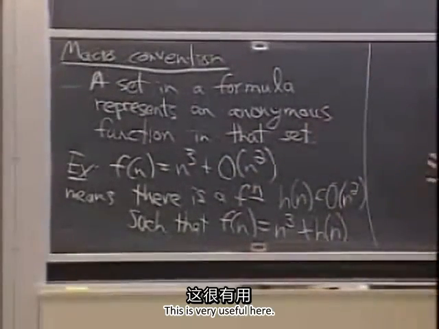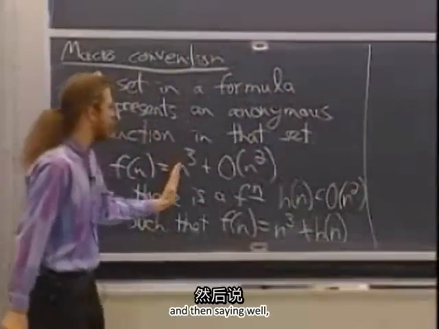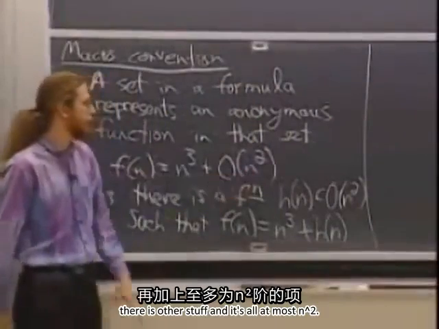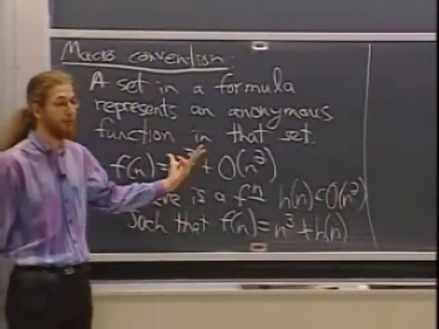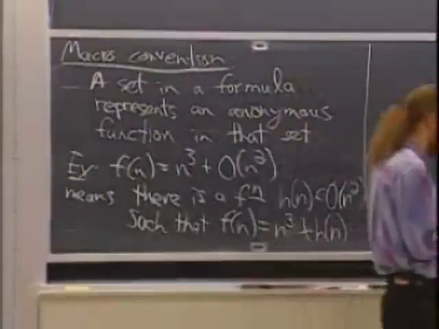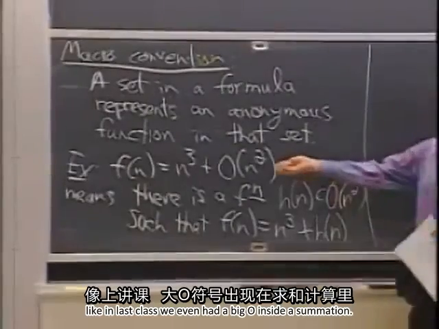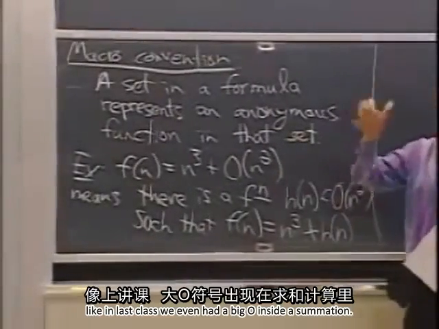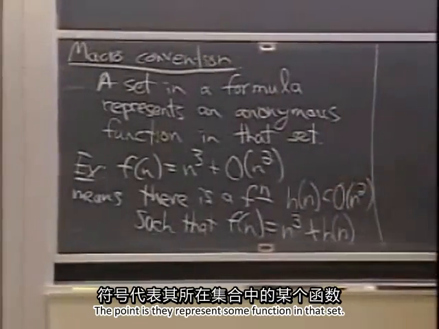So this is very useful. Here, essentially, I'm expressing what the lead constant is, and then saying, well, there's other stuff, and it's all at most n squared. But saying that f of n, therefore, is also order n cubed, that's a bit weaker of a statement. This is a bit more refined. We won't need to use this too often, but it's useful. Sometimes we'll see, like in last class, we even had a big O inside a summation. So you can use them all over the place. The point is they represent some function in that set.